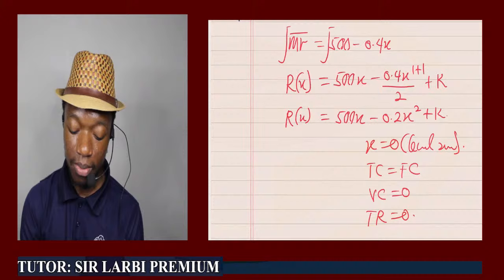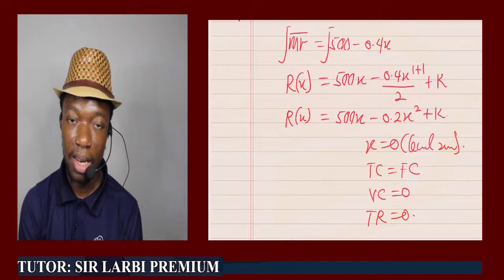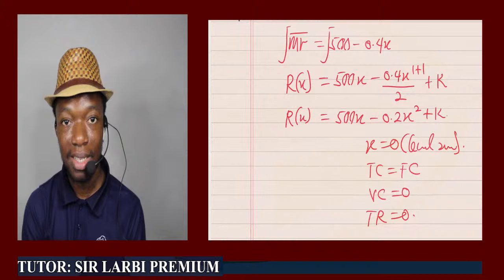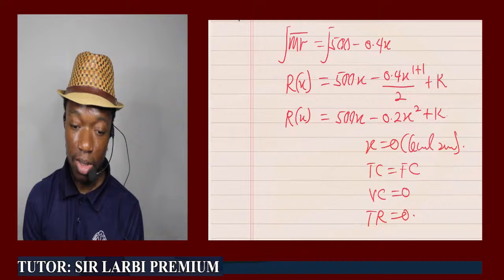I'll drop that video link in the description of this video, so if you haven't watched it, it's very important that you watch. It explains the concept of integration and its application generally. So at the production level of zero, our total cost goes to our fixed cost, variable cost goes to zero, and total revenue goes to zero.